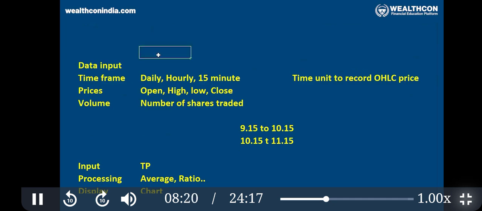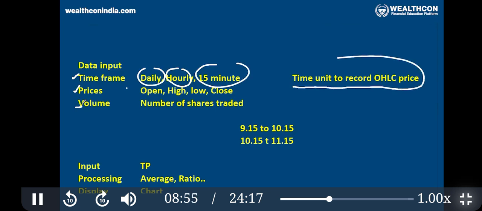So what is the data input for the technical analysis? There are three pieces of information: time frame, prices, and volume. First things first, time is continuous. We have to divide that time into small units. So let's say we can divide it into 1 day or 1 hour or 15 minutes. So the time frame is the time unit to record OHLC prices. What is OHLC? Open, high, low, close.